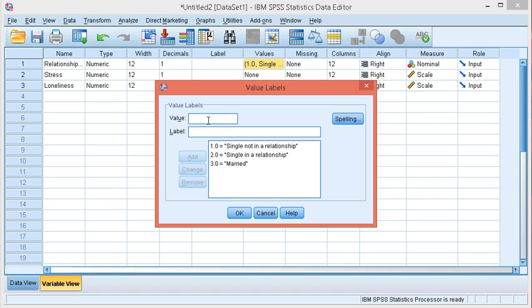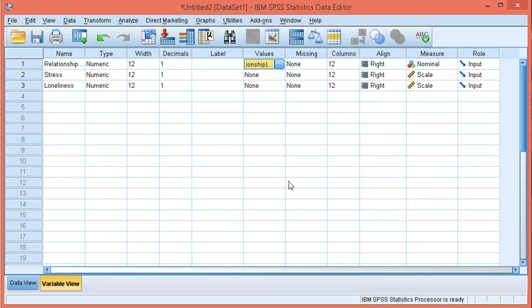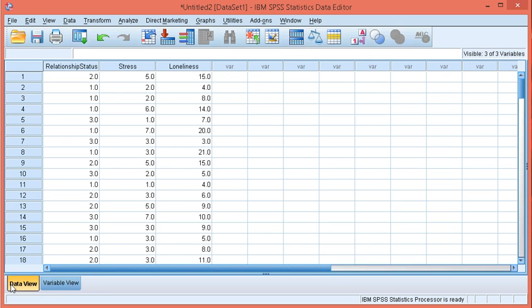So how did I do that? I just place the value of 1 and then enter single, not in a relationship, and then click add, and then it would appear there. I've already labeled the values, so that's already good. And for loneliness, since loneliness is a continuous variable, I assigned it as a scale measure. So let's now go to data view.